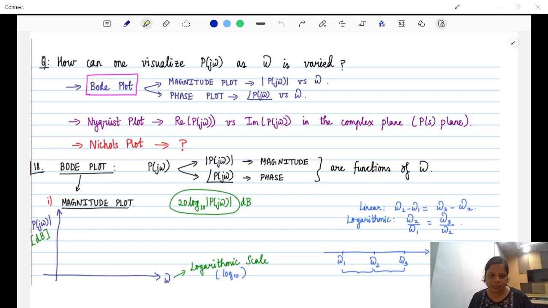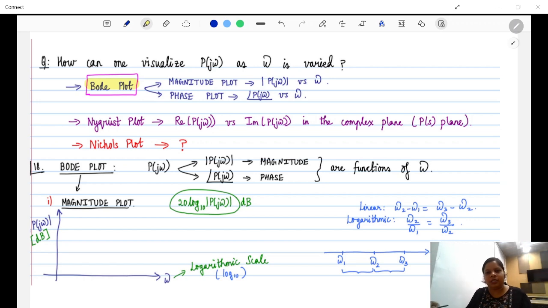Now, if there is a simpler method that helps us determine stability using some magnitude criterion, some phase criterion. We'll see in the next class how gain margin, phase margin, gain crossover frequency, phase crossover frequency, all of these parameters in the frequency domain actually help in determining if the system is stable or not stable. So for now, we have a method called Bode plot.